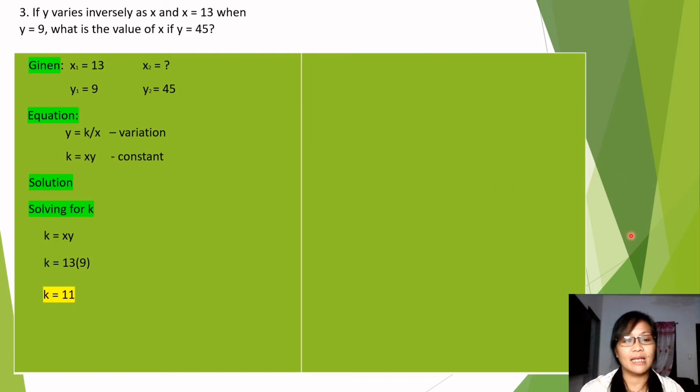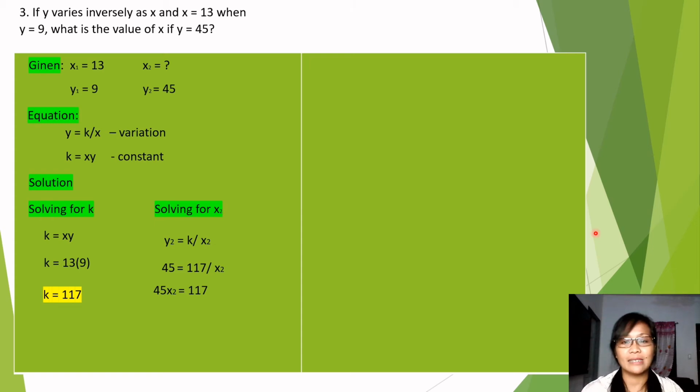So 13 times 9, we have k is equal to 117. And solving for our unknown x sub 2, we have a variation equation y is equal to k all over x. Since we're going to find y sub 2, we're going to use y sub 2 is equal to k all over x sub 2. Then substitute the given. Y sub 2 is equal to 45 is equal to, our k is 117 all over x sub 2. Then cross product, 45 times x sub 2 is equal to 117.